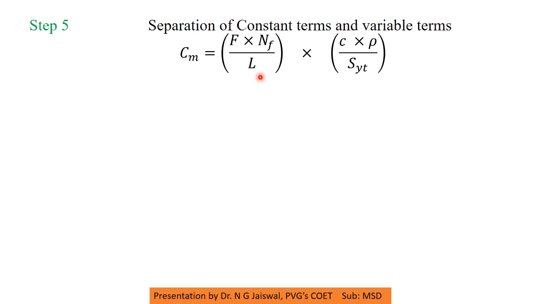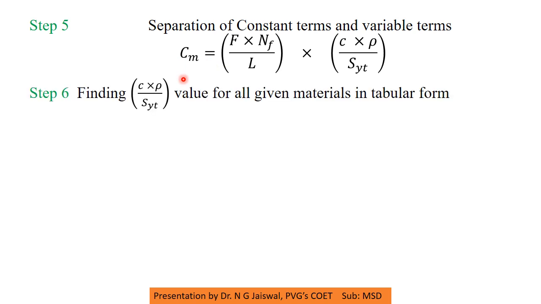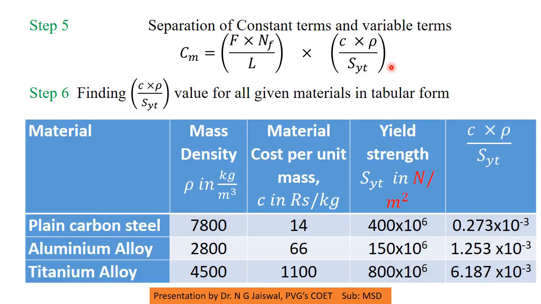That's why if we can only find out the second bracketed parameter for all materials, the material which will give the least value for this second bracketed parameter will obviously be the material which will be the least cost, because finally CM should be least. I hope you understand this. Therefore, to find out this parameter for all materials, we take the help of earlier tables.